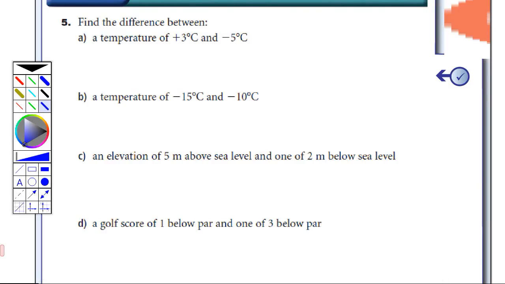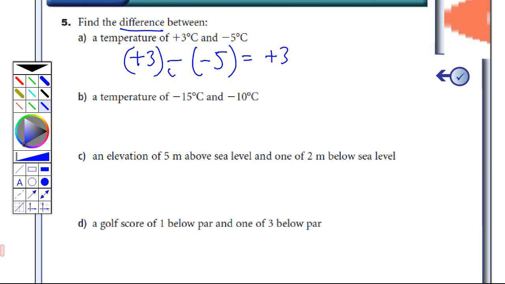So for number 5, find the difference between a temperature of positive 3, so we start with positive 3 as our first term. Difference means minus, and minus 5. Well, we can rewrite that as positive 3 minus minus, same sign, turns into positive. So we're simply adding 3 plus 5, which means the answer is positive 8.